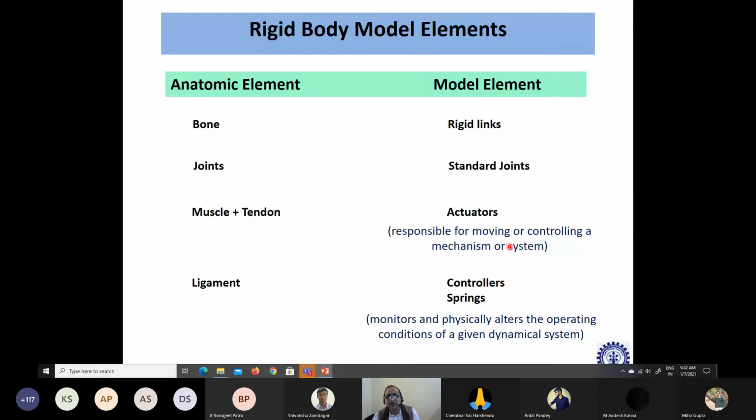So we have the rigid body model. On one side, we have the anatomic elements like bone, joints, muscle, tendon, ligament. On the other side, we have the mechanical analogy. So bones are like rigid links in the structure. And the anatomical joints are comparable to the standard joints that we are aware of.